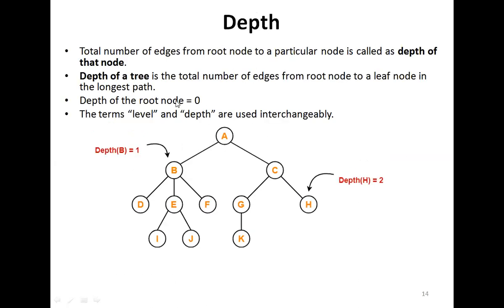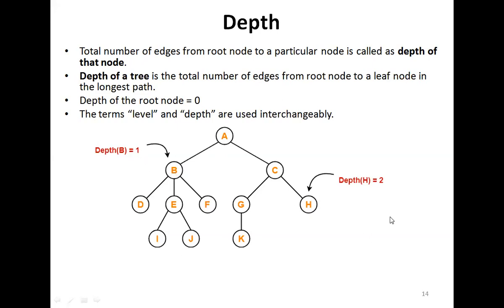Now depth. Depth is the total number of edges from the root node to a particular node. Okay, so the depth of a node is the total number of edges from the root node to that particular node. For example, you take this node B. The depth of this node B is the total number of edges from the root node. Which one is the root node? A. So from the root node to this node, how many edges are there? Only one, this one. So the depth of this node B is 1.